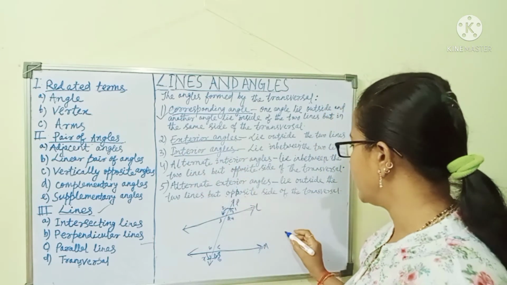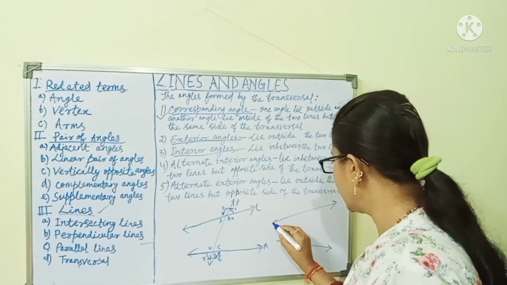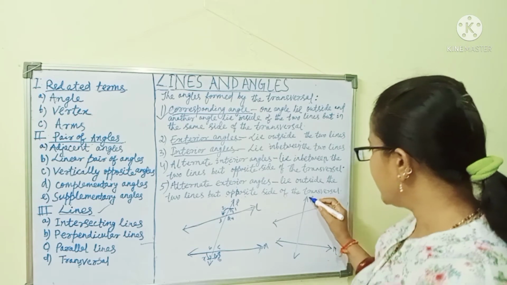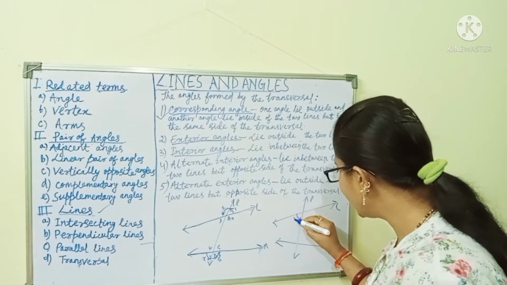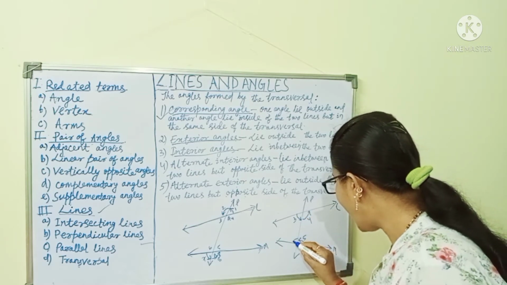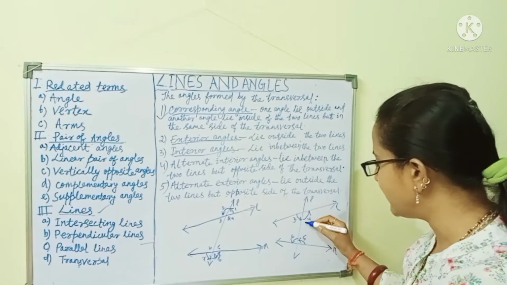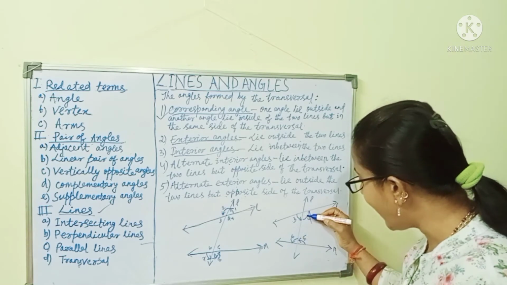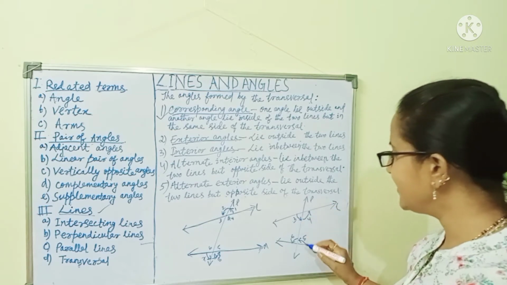What are the interior angles? If I take any two lines, L and M, and the transversal is P, then which are the interior angles? The third, fourth, fifth and sixth angles are the interior angles because they lie in between the two lines. So these are the interior angles.